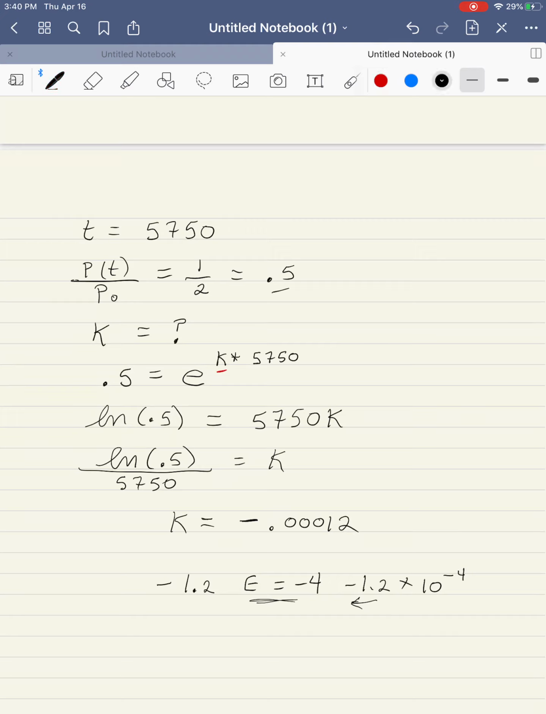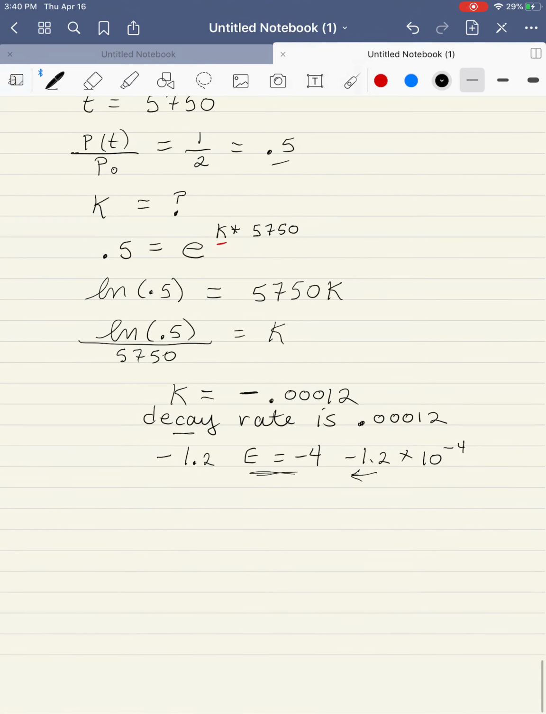So we were asked to find the decay rate of carbon-14, and we see that k is negative 0.00012. Now saying decay rate implies it's negative. So if I say the decay rate, I just say the decay rate is 0.00012, because the word decay implies that it's negative.